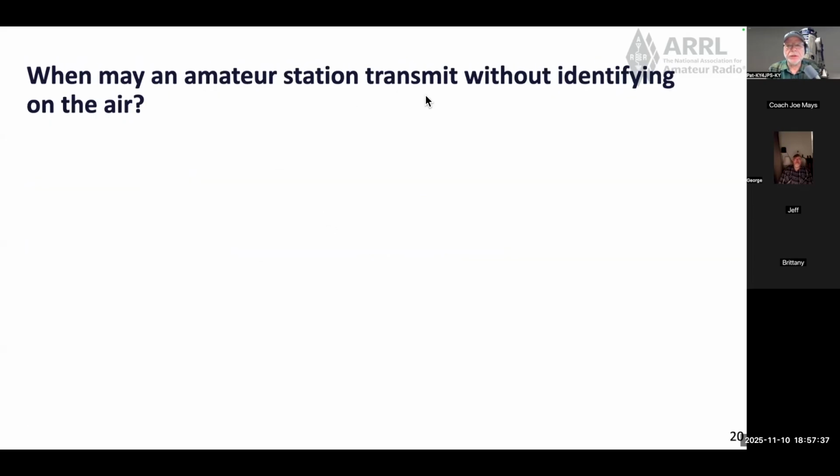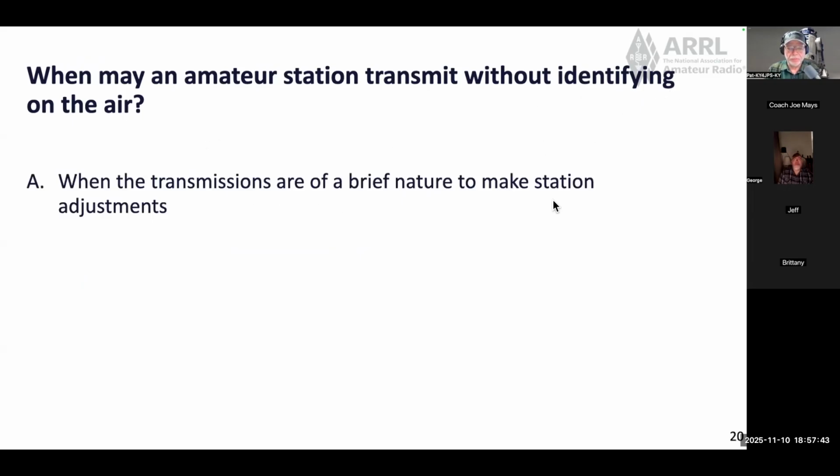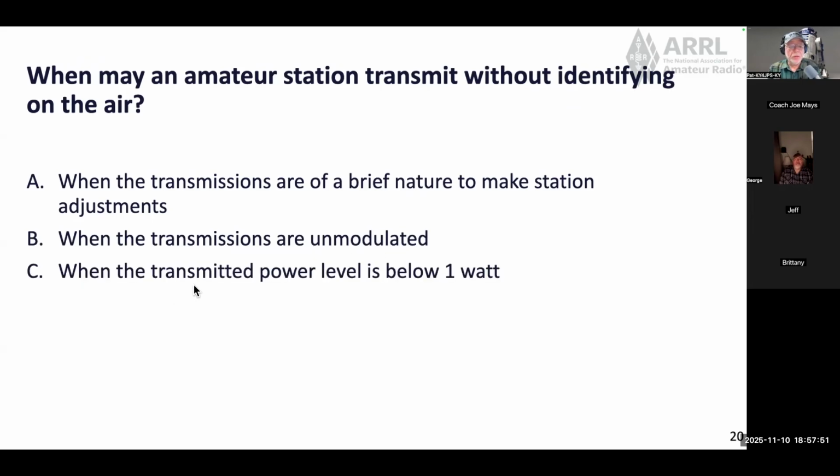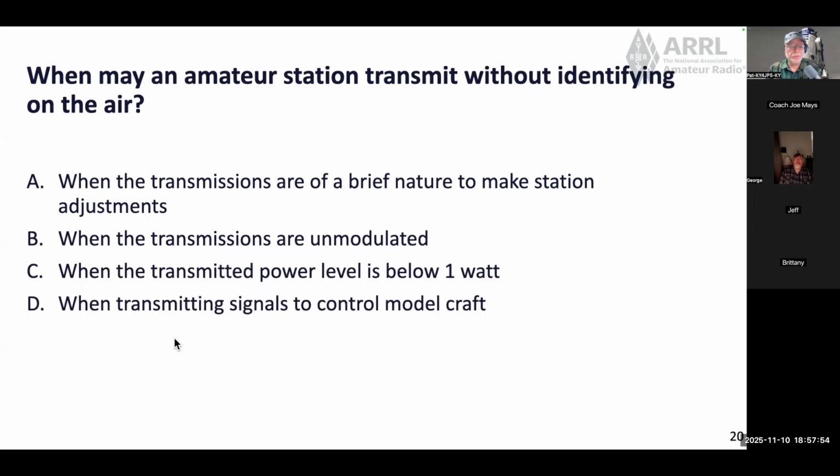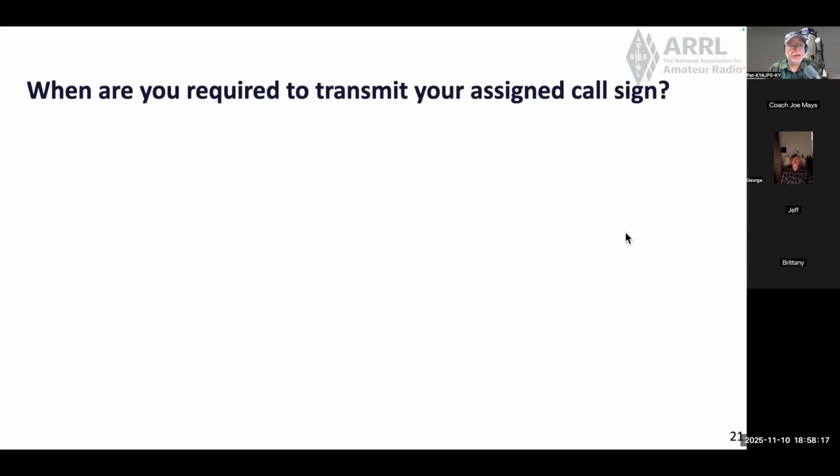When may an amateur station transmit without identifying on the air? When the transmissions are of brief nature to make station adjustments, when the transmissions are unmodulated, when the transmitter power level is below 1 watt, when transmitting signals to control a model craft. D. It's going to be D when you're controlling a model aircraft, model boat, a drone. The amateur station that's doing the transmitting, you don't identify. So the answer is D.